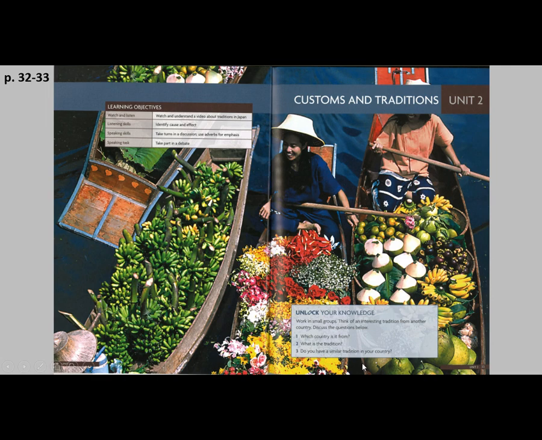So what's the tradition? Selling, this is a market, and it is called a floating market. Floating means going on water. And these people are from Thailand. So this tradition of floating market can be found in Thailand. Do you have a similar tradition in Saudi Arabia? Do you have markets, open air markets in Saudi Arabia?